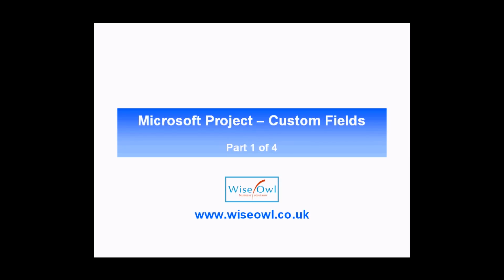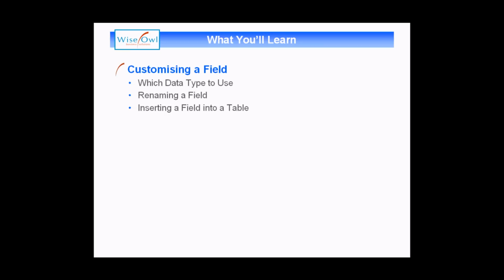This is part 1 of a 4-part series that will teach you how to create custom fields in Microsoft Project. In this part of the series, what you'll learn is how to create a custom field, of course. As we teach you this, we'll talk to you about which data types you can use for your custom fields. We'll also show you how you can rename a field so that it has a sensible title when it's inserted into a table.